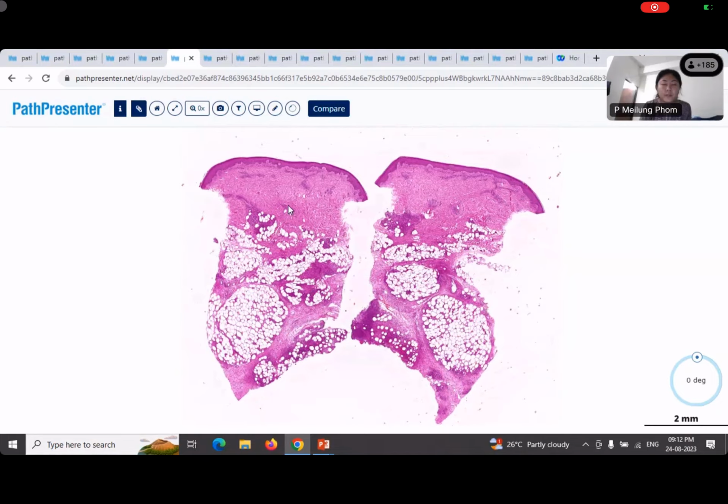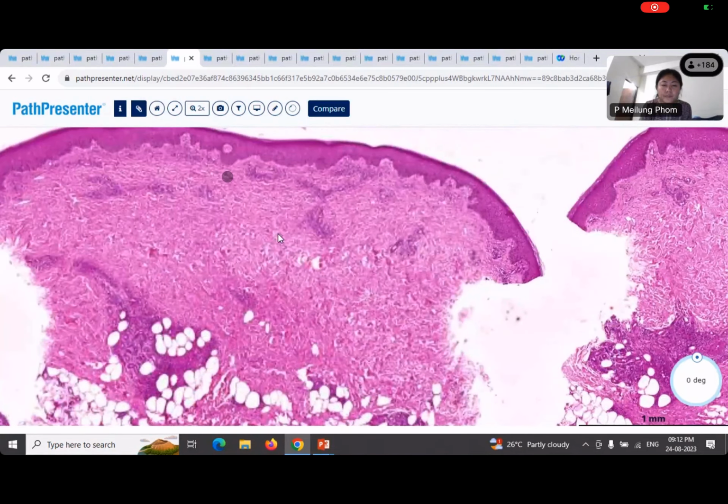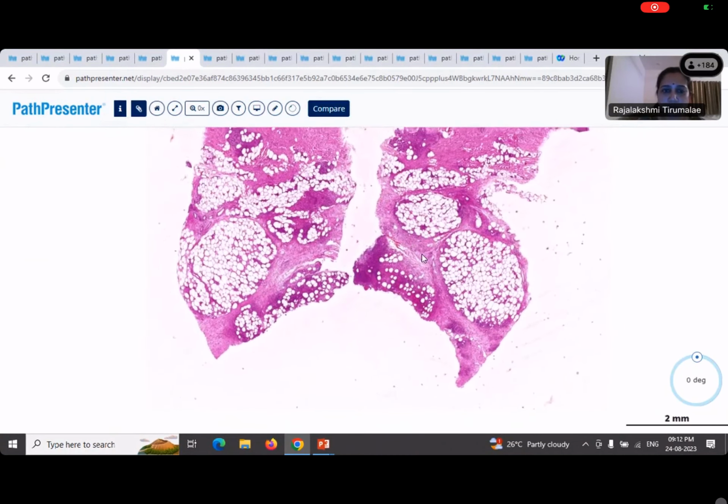Subcutis. So although there is a slight dermal perivascular infiltrate, it's not very significant, mild, because the most striking changes are in the subcutis. Okay. Which part of the subcutis?